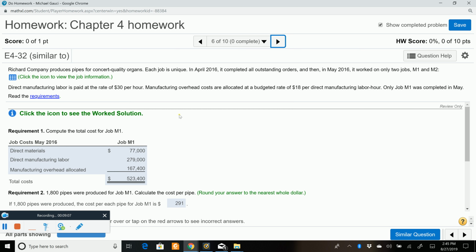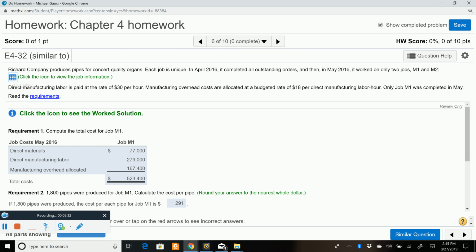All right, so this next example, we have a company, Richard Company. They produce pipes for concert quality organs. Each job is unique. Therefore, we're going to be using job costing because each job is unique. In April of 16, it completed all its orders. And then in May of 16, it worked on only 2 jobs, job M1 and M2.